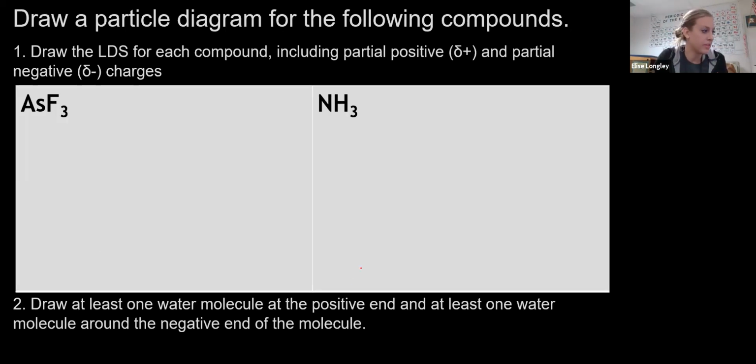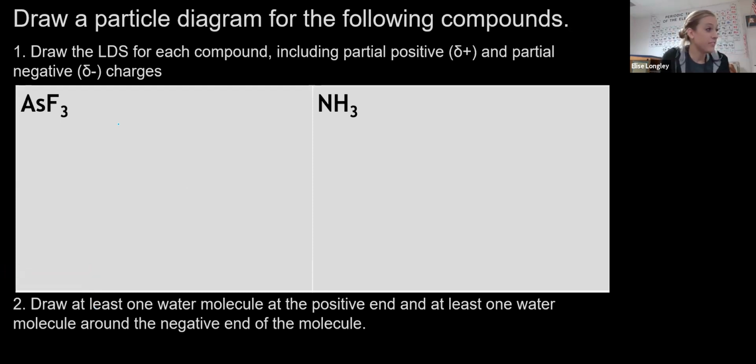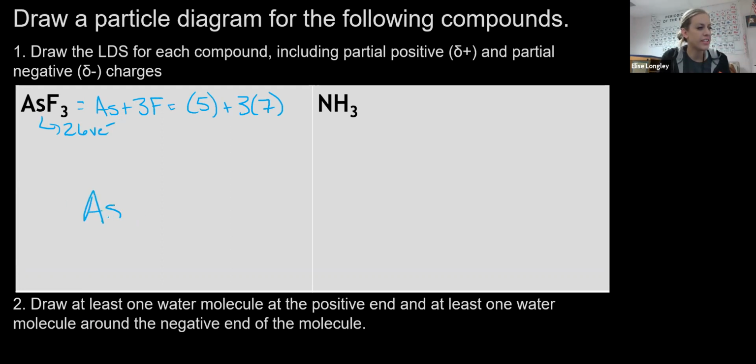So As, just using the concepts that we've already learned, As is arsenic. It is in group 5, and therefore it has 5 valence electrons. So I have 5 plus 3 times the 7 fluorine has from group 17. So this is a 26 valence electron molecule, which we have seen already. The As goes in the center because it's first. I'm going to draw the fluorines around the outside. They have to be single bonded. I'm going to add my 6 electrons per fluorine.